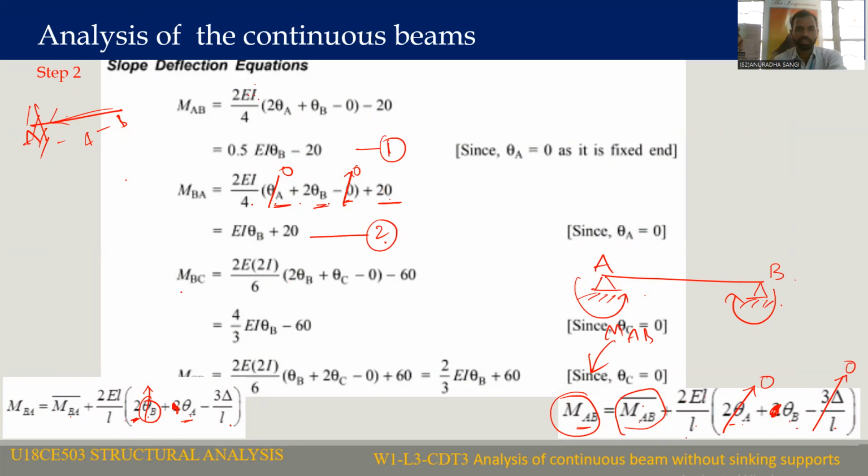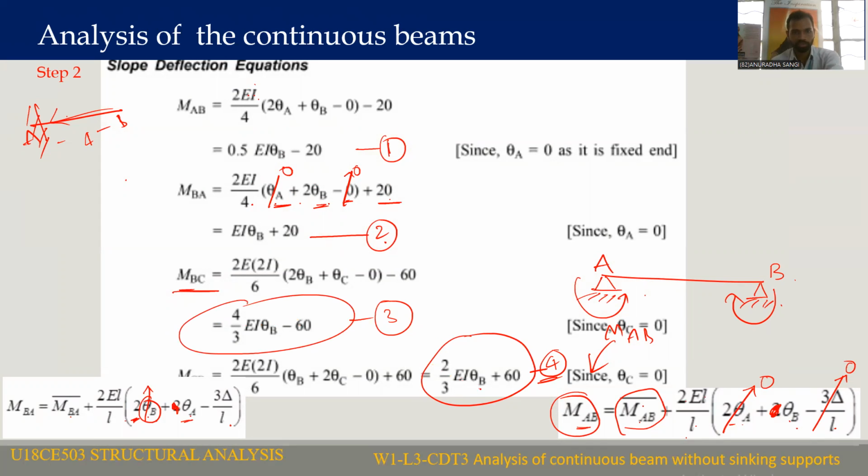Similarly, you write the equations for MBC and MCB. This is equation number 3 and this is equation number 4. So we got 4 equations, all in terms of theta B.